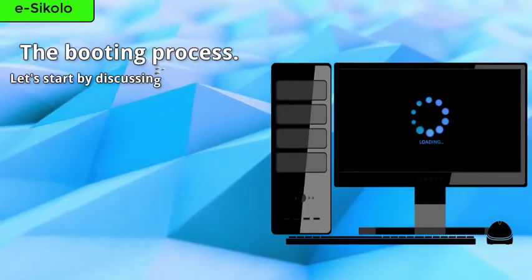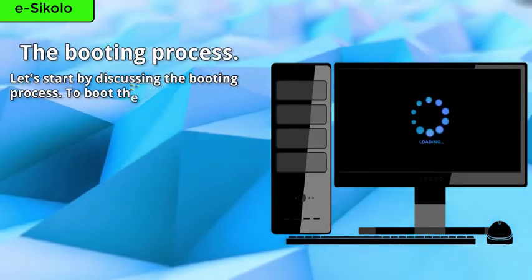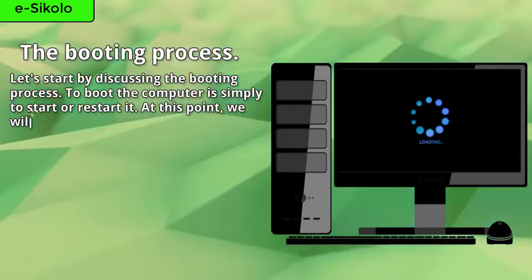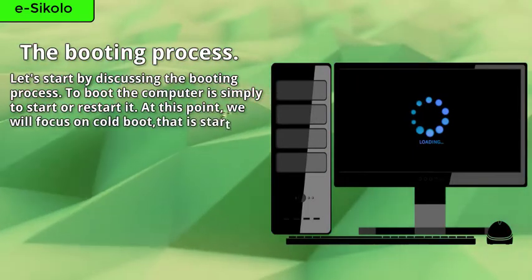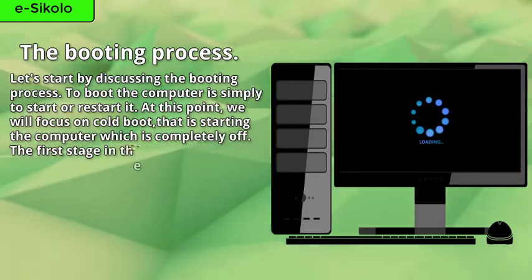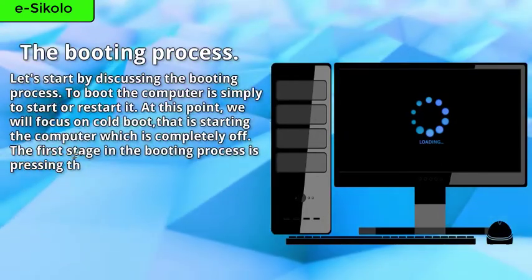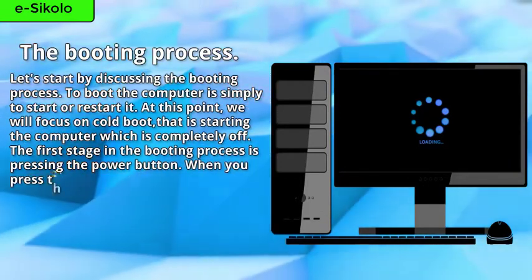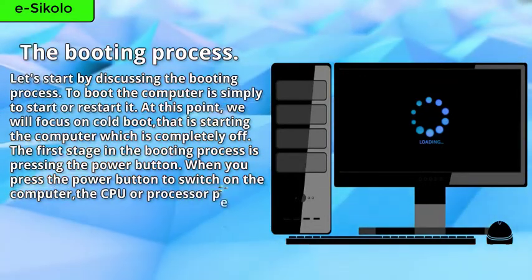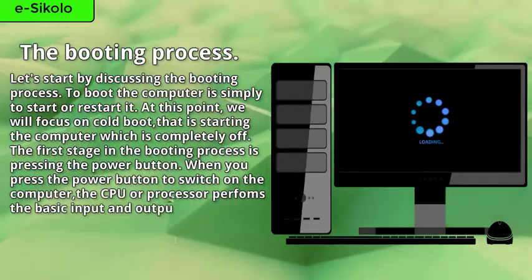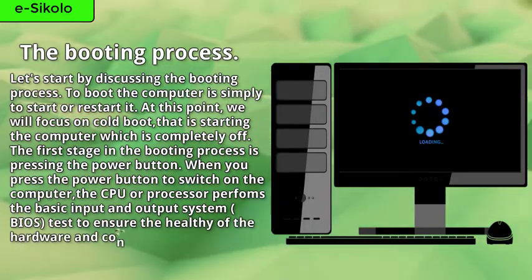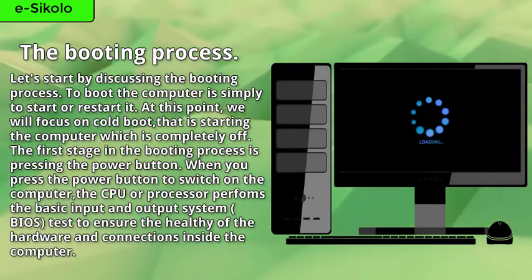Let's start by discussing the booting process. To boot the computer is simply to start or restart it. At this point, we will focus on cold boot, that is, starting the computer which is completely off. The first stage in the booting process is pressing the power button. When you press the power button to switch on the computer, the CPU or processor performs the basic input and output system test to ensure the health of the hardware and connections inside the computer.